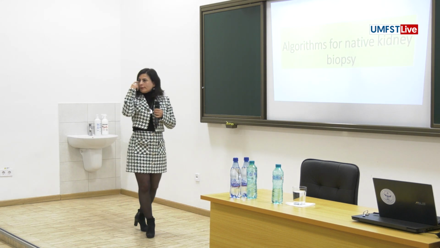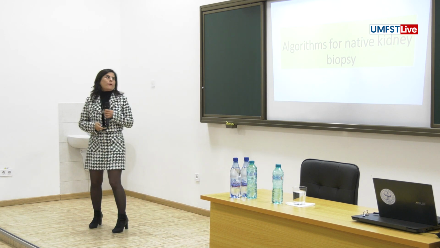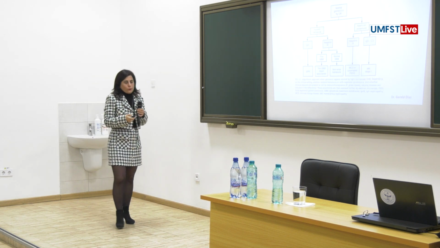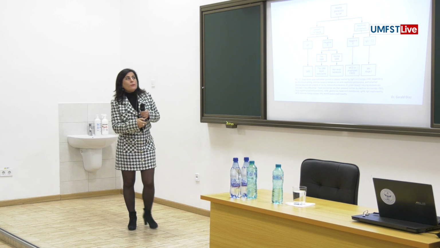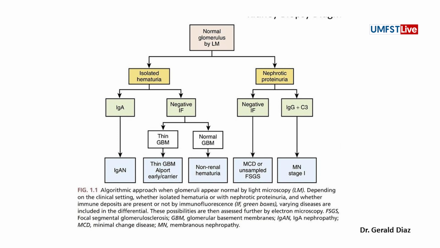And also we have some pathways, the algorithms that we are looking for. If you see a normal glomerulus in light microscopy, you have to know if it's a nephrotic syndrome or isolated hematuria. If it's isolated hematuria, you have to think of IgA nephropathy.